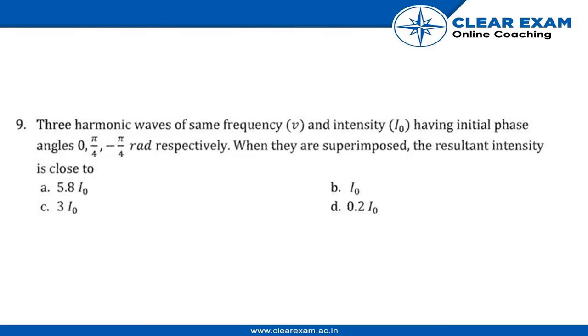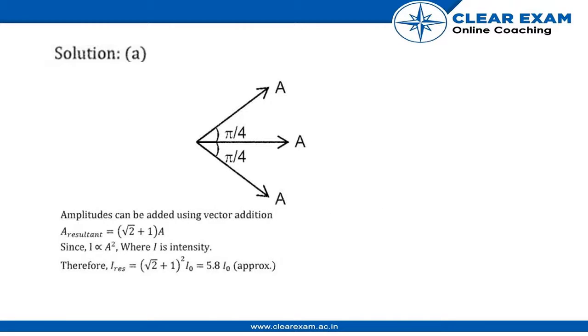Now we will look at the figure to have a clear understanding of this. So here is the figure. Looking at the figure, you can understand clearly the angles it is showing: for the first it is 0, for the second it is pi by 4, and for the third it is minus pi by 4. So we will add the amplitudes by using vector addition.